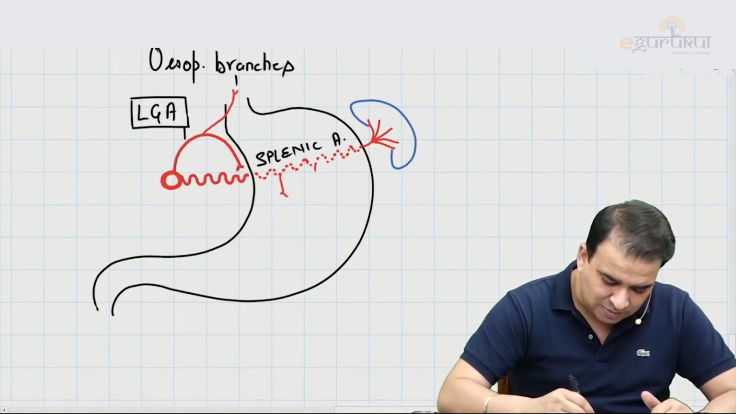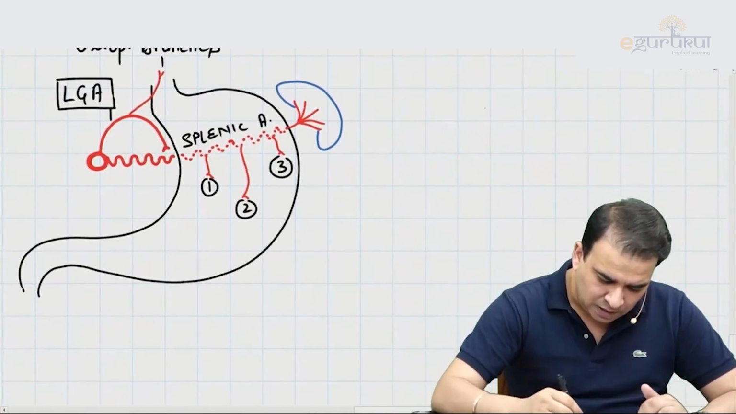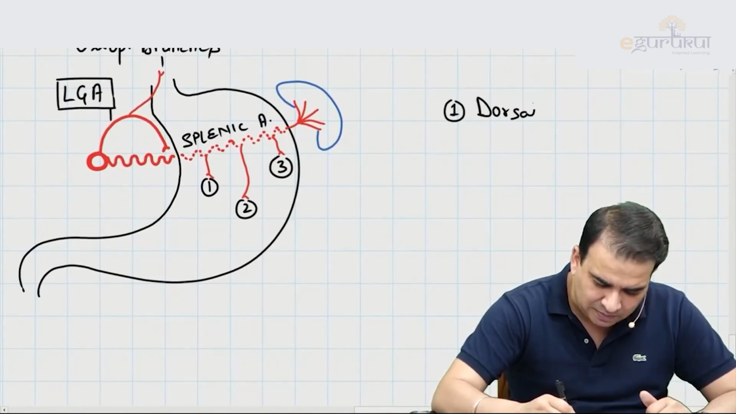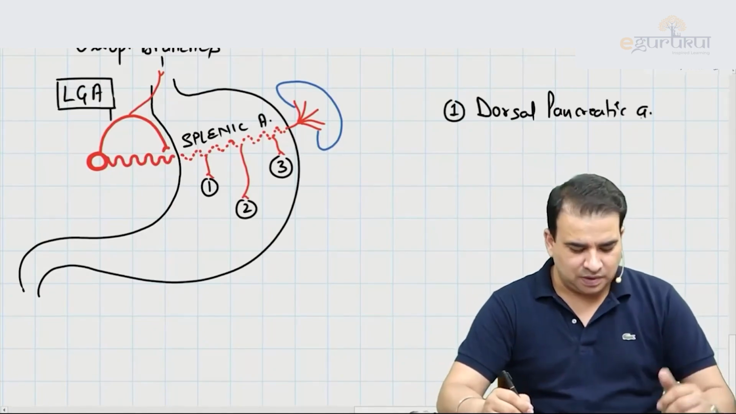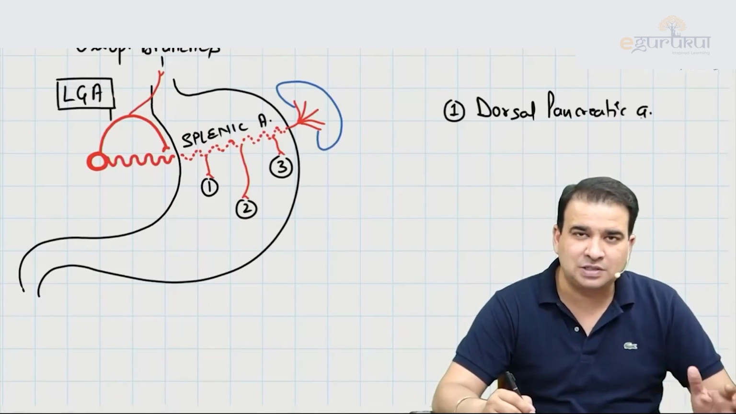Now I'm just going with a schematic diagram here. So we have numerous branches to the pancreas, out of which three named branches which I need to tell you here. Let me give them number 1, 2 and 3. I gave number 1 to the artery that is called the dorsal pancreatic artery. It is running behind the stomach, that is dorsally present, supplying the pancreas. We call it dorsal pancreatic artery.